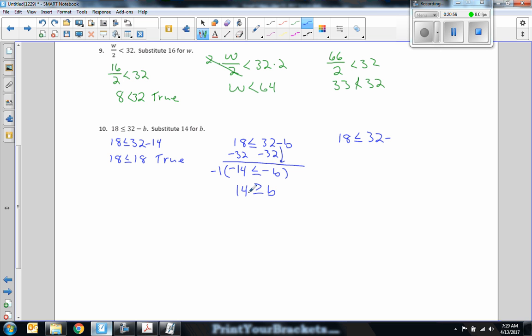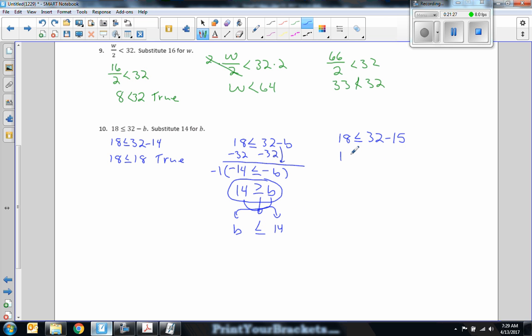When b is greater than 14, that'll be true. I've got to pick a value less than 14. So what I forgot to do was rearrange this so that the variable comes first. So if I put b here and I put 14 here, I have to flip this sign. So this is true whenever b is less than 14. I need to pick a number greater than 14 to make it false. 15 is greater than 14, so I will choose 15.